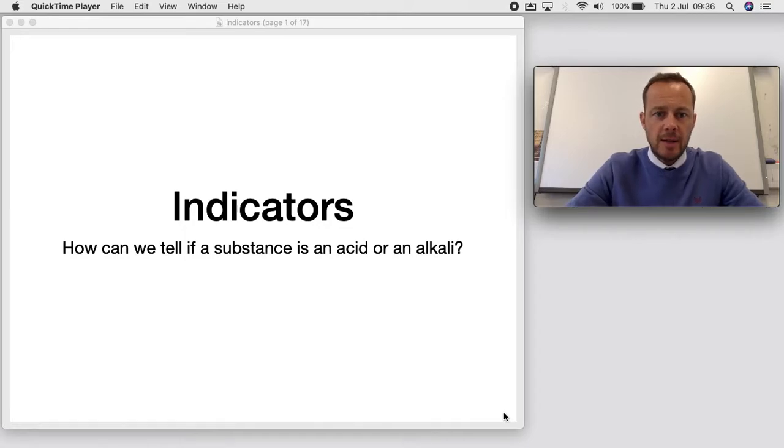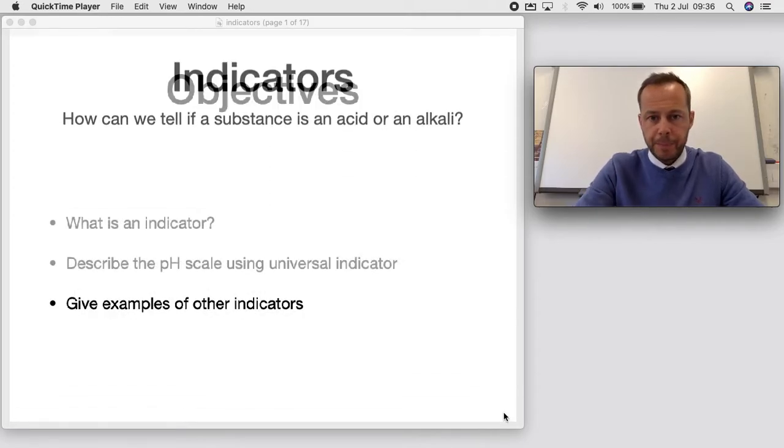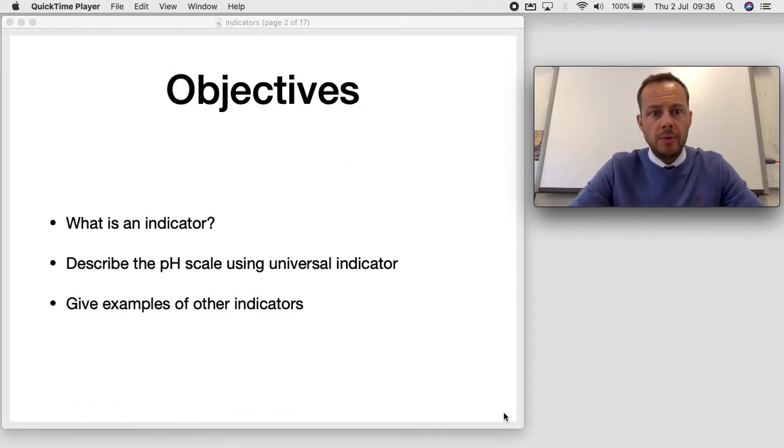Today is indicators and seeing how we can tell if a substance is an acid or an alkali. In particular, we're going to have a look at the use of universal indicator to tell us the pH of a substance.